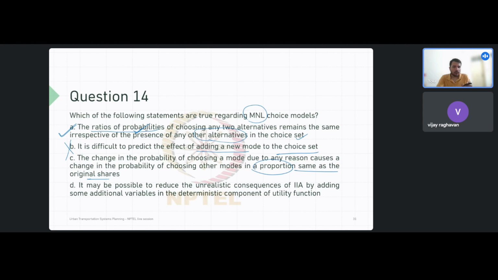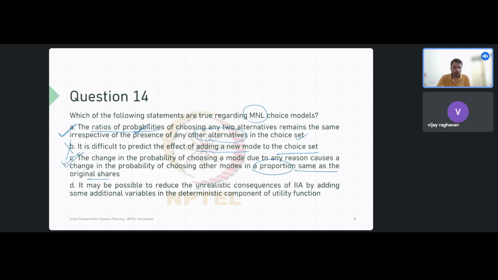And even if we want to choose, maybe a cause which causes a change in the probability, the change will be reflected in the ratio. So the numerator will change, the denominator will change, but the proportion will still remain the same. So the ratio remains the same. So C is also true.